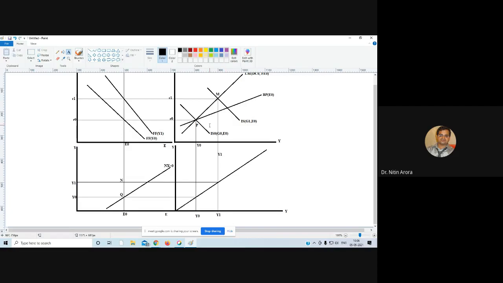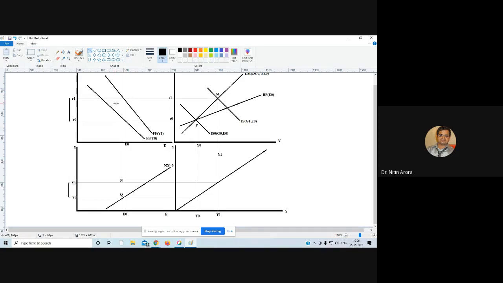Now, basically what happens as income rises. You can observe that the increase in income is lesser than the increase in interest rate. See this difference. See the size of this line and the size of this line. So the increase in interest rate is more than the increase in the level of income.